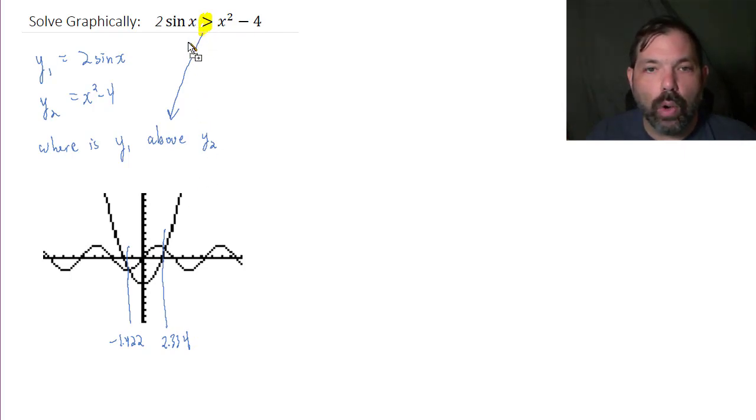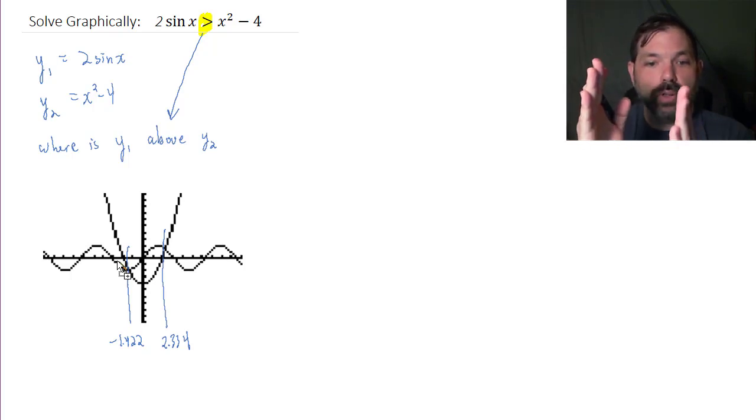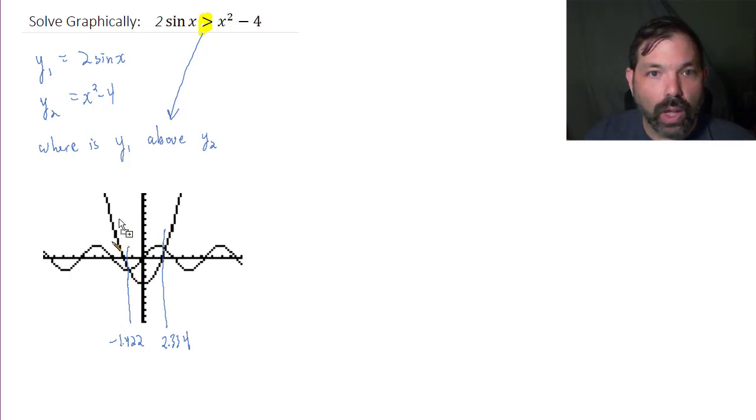Now, we want to know where is the y1 above the y2. And what I like to teach is I'm literally going to write on the curve where are the y1s and the y2s. Basically what I've done now is I've broken up the number line into 3 subintervals. I have a subinterval from negative infinity to negative 1.422, then from negative 1.422 to 2.334, then from 2.334 to infinity. So where's the y1? Well, the y1 is the sine curve, and the y2 is the quadratic.